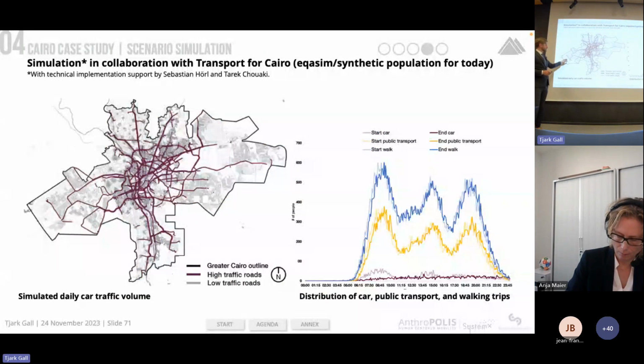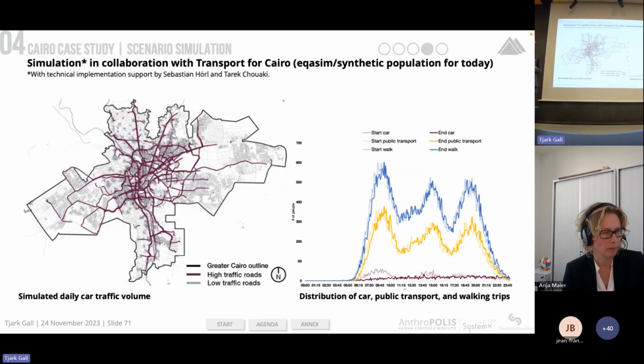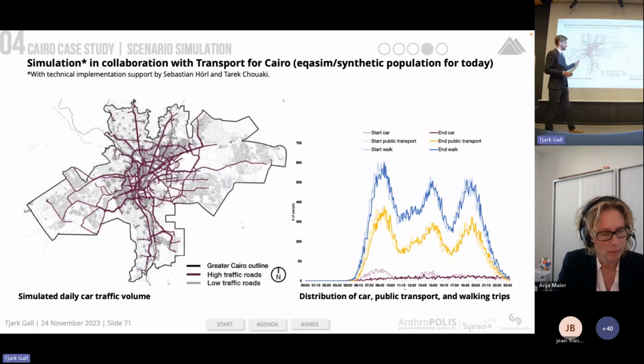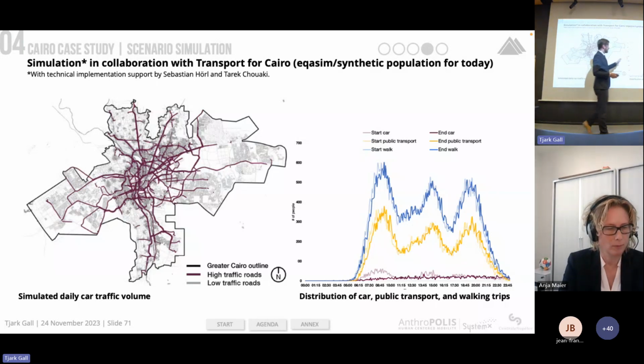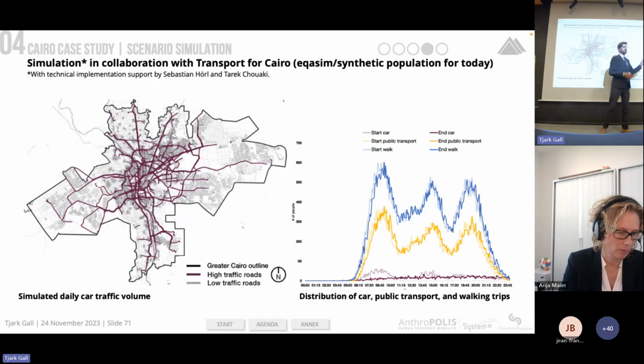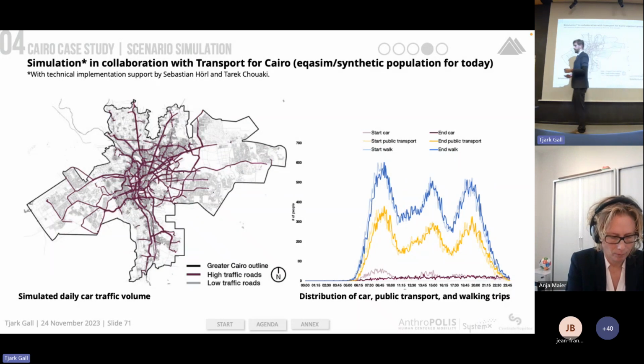Then we made a base simulation. So here you see the traffic volume per street segment, which was validated by experts. We are not claiming these simulations to be very accurate, but they seem to be relatively close to what is happening in reality. And we can also look at, for example, different departure and arrival times of different trips of different modes over one day, which is always the time which is simulated.